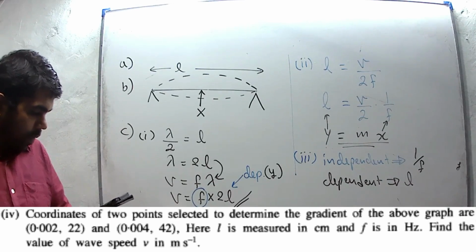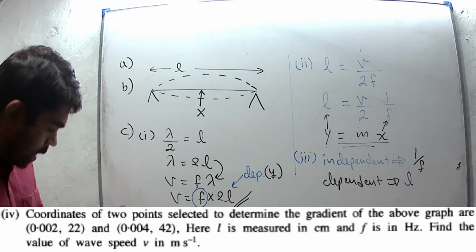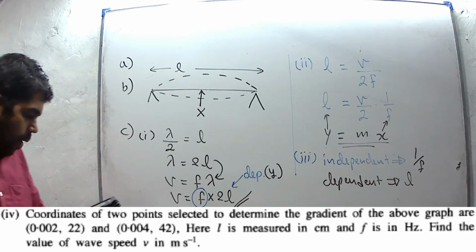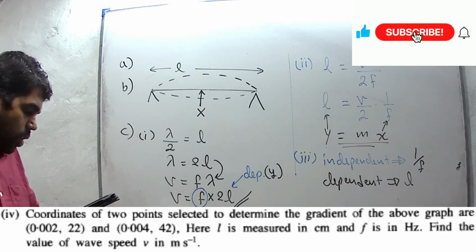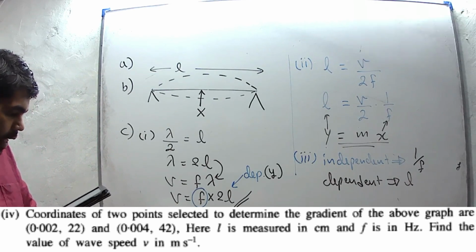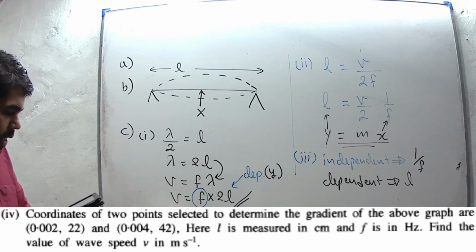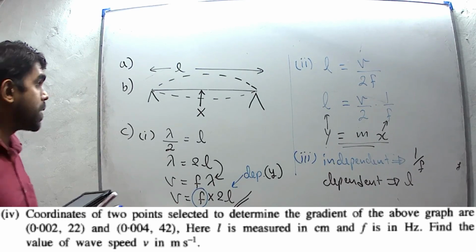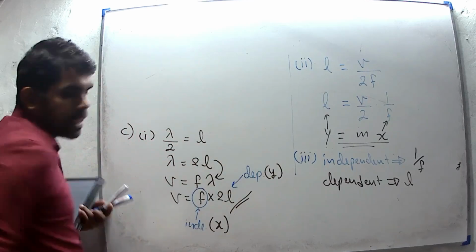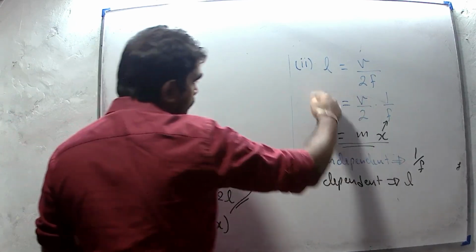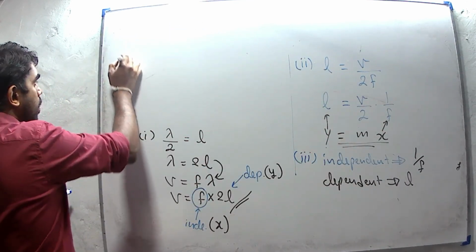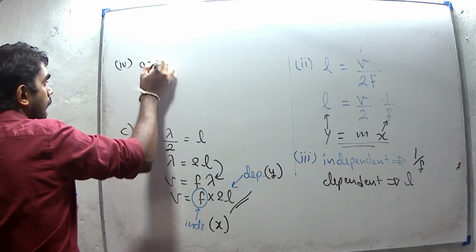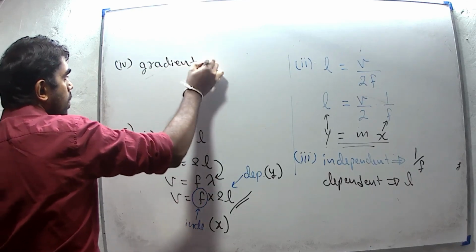Then part 4. Coordinates of 2 points selected to determine the gradient of the above graph are 0.002, 22 and 0.004, 42. Here L is measured in centimeters and F is in hertz. Find the value of wave speed V in meters per second. Now we can consider the rearranged equation. This one. Gradient is V over 2. Then we can write for part 4, gradient V over 2.